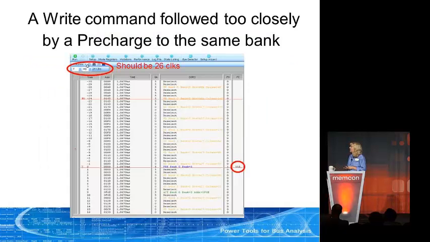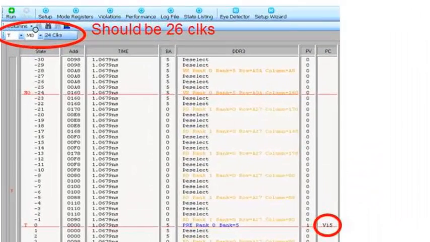Okay, so another violation, going through some of the violations that we've seen: a write command followed too closely by a precharge to the same bank. It should be 26 clock ticks, and I think we failed that by 2 clock ticks. And again, you might say, oh, what's 2 clock ticks amongst friends? This may not cause a problem today, may not cause a problem tomorrow, but what happens when that occurs millions of times in a week? What type of effect does this have? And now you have 100,000 servers, maybe 1 million servers. Could this possibly be the source of some of these uncorrectable failures?